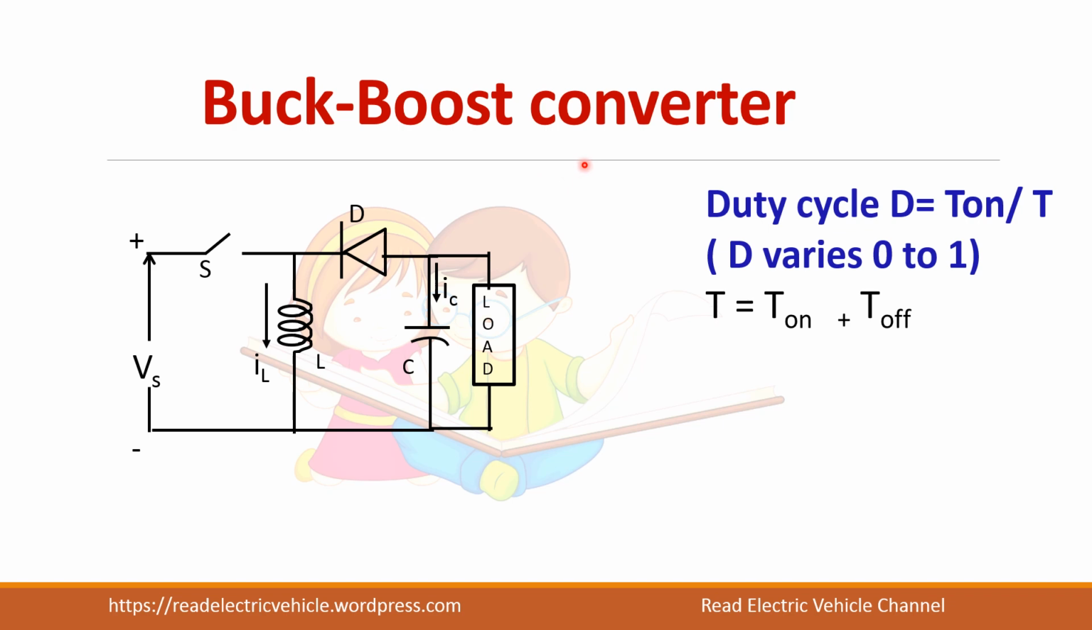Let us see the operation of a buck boost converter. You can see here, this converter also consists of a switch, inductor and a diode, similar to the buck and boost converters. The position of these three components will determine the circuit of the buck converter, boost converter and buck boost converter. And we know duty cycle D is equal to T on by T. T is the total time period, equal to on time plus off time, and T on is DT and T off is (1 minus D) into T.